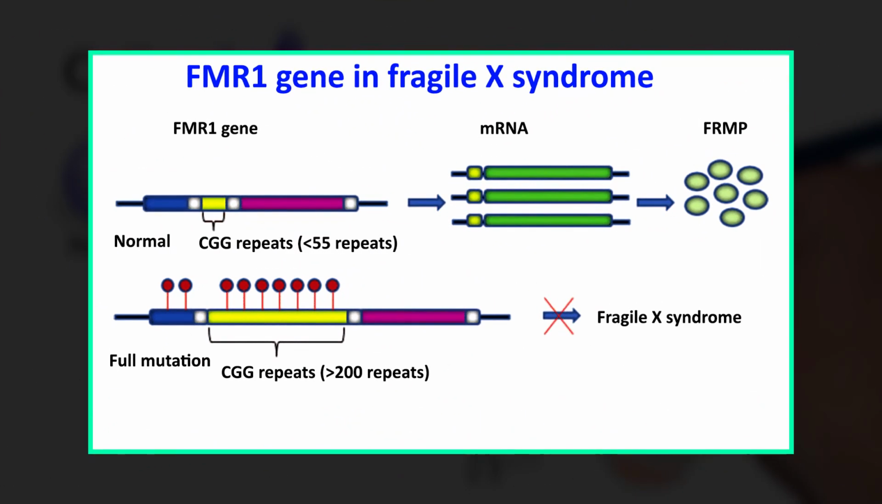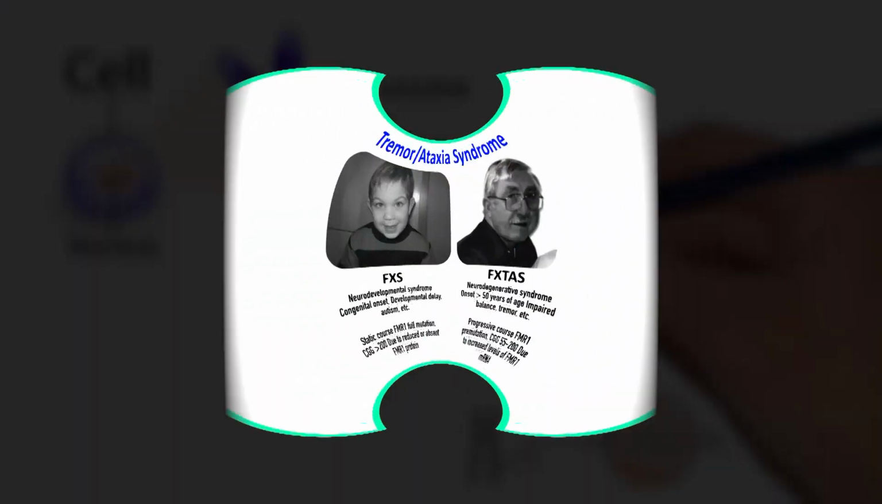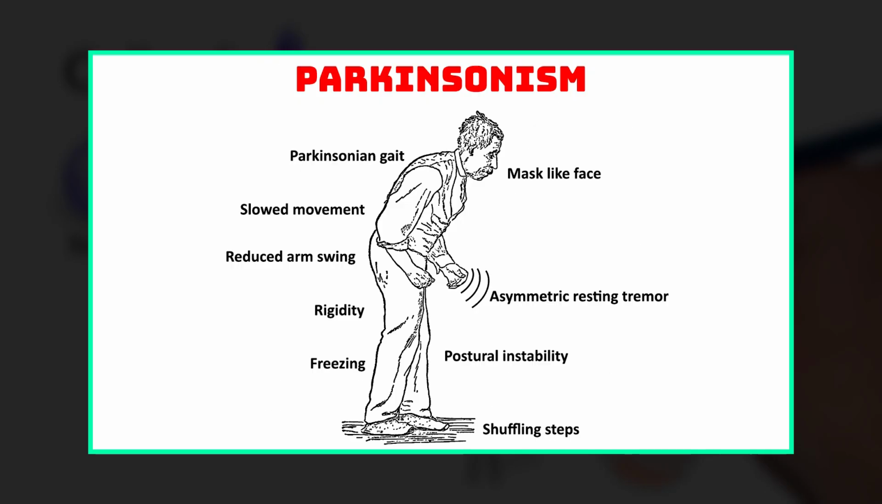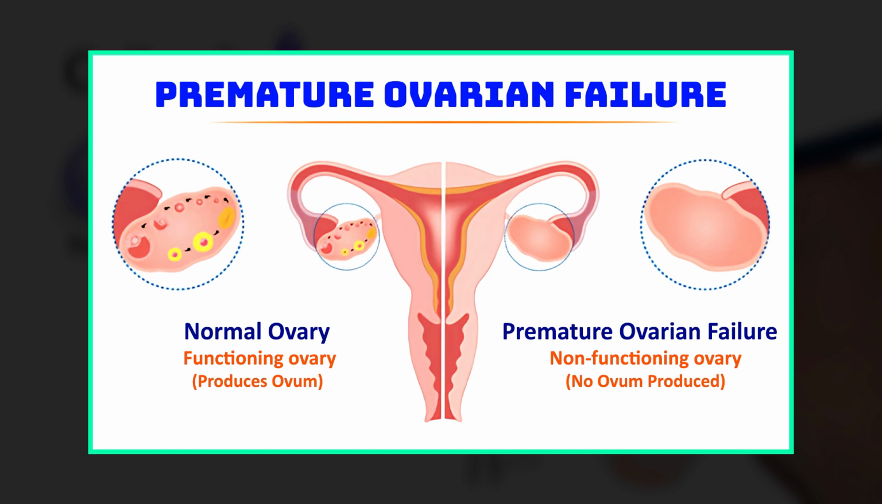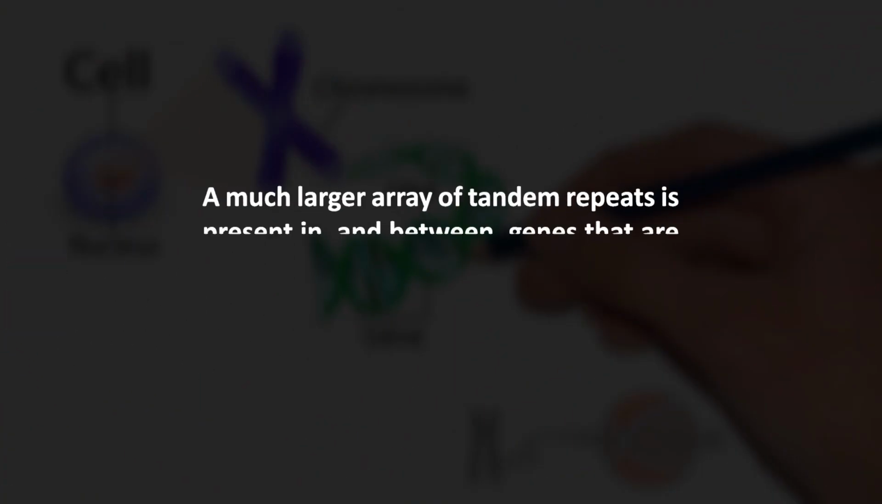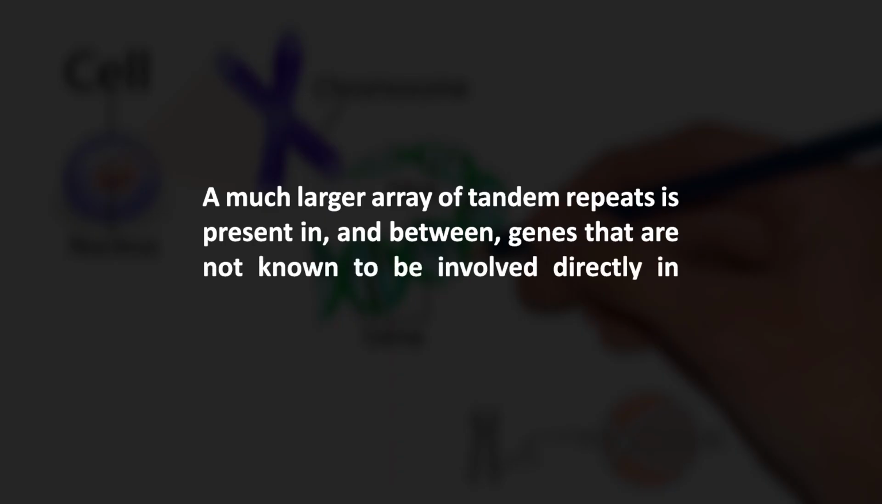It should be noted that one of the genes, that is FMR1, which contains a trinucleotide expansion implicated in Fragile X syndrome, shows further associations of premutation repeat lengths below the disease threshold necessary for Fragile X syndrome, with more complex disorders including tremor, ataxia, Parkinsonism, neuropsychiatric symptoms, and premature ovarian failure. A much larger array of tandem repeats is present in and between genes that are not known to be involved directly in disease of Mendelian inheritance.